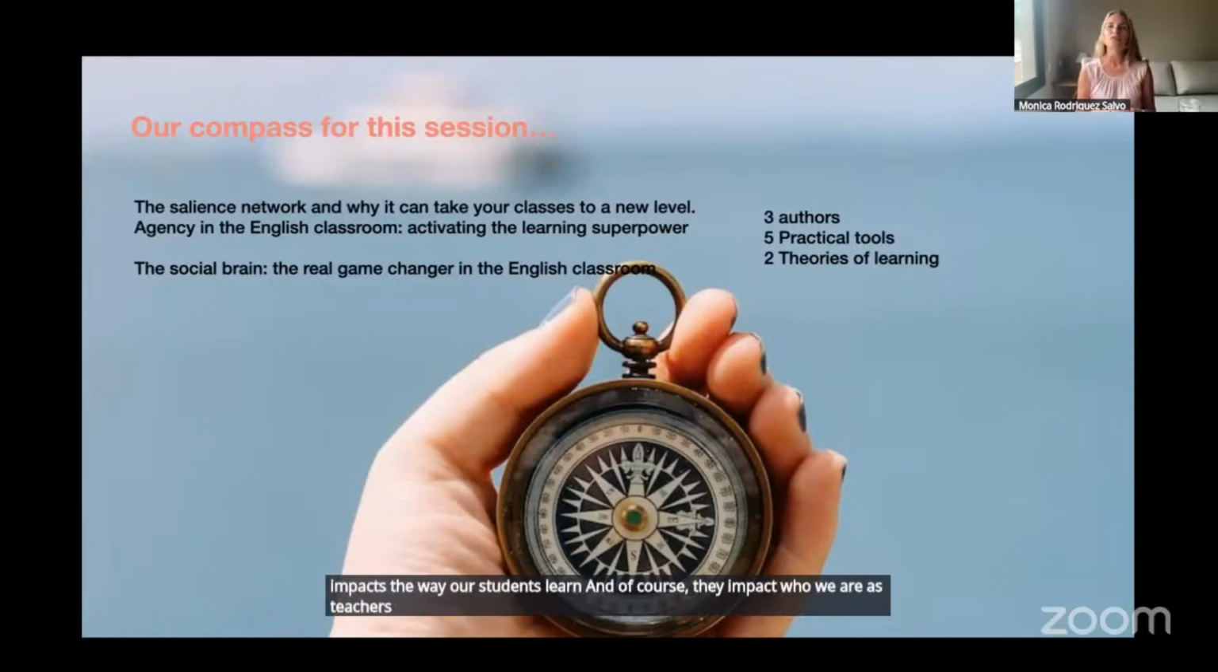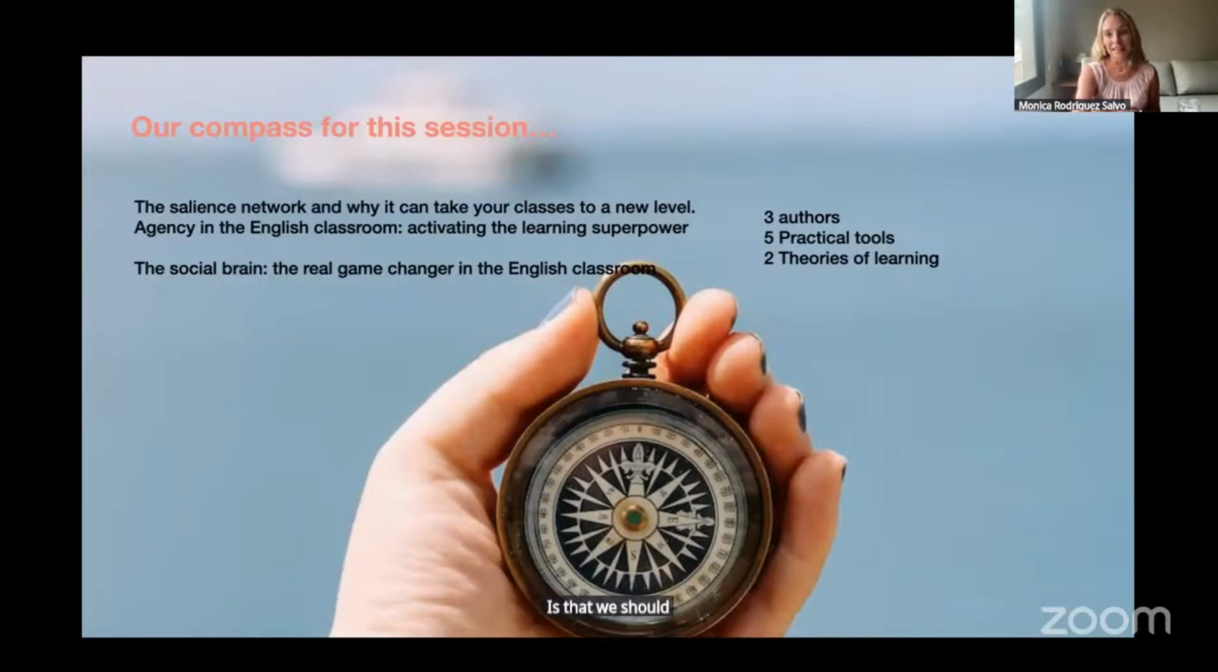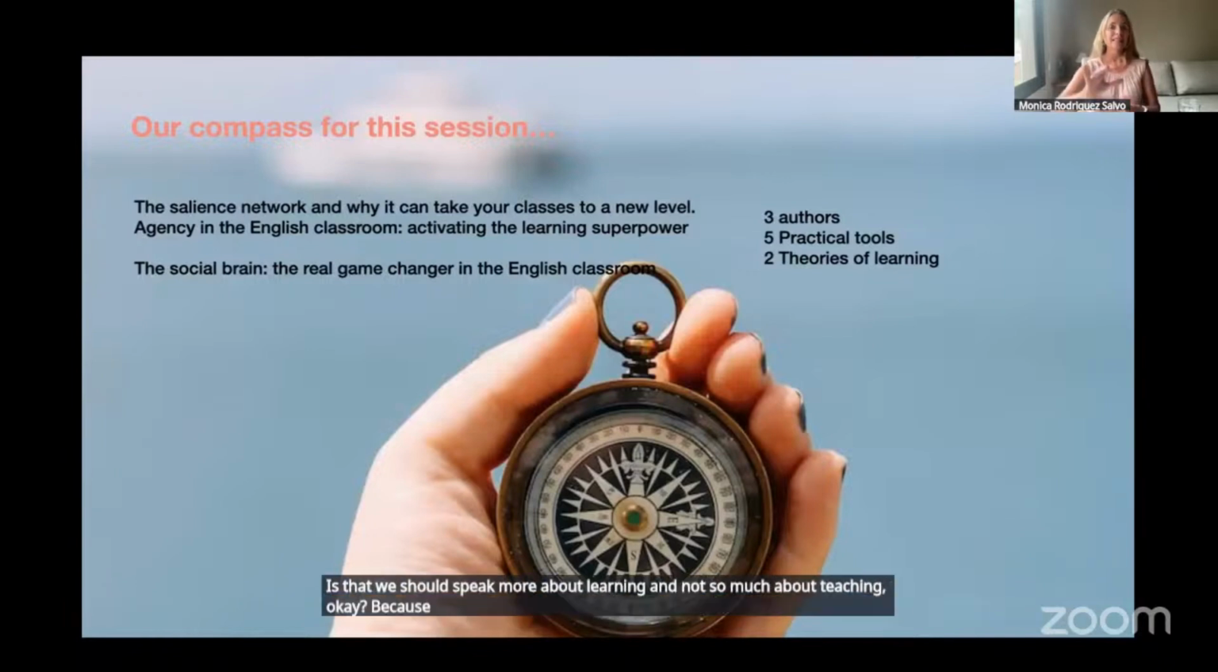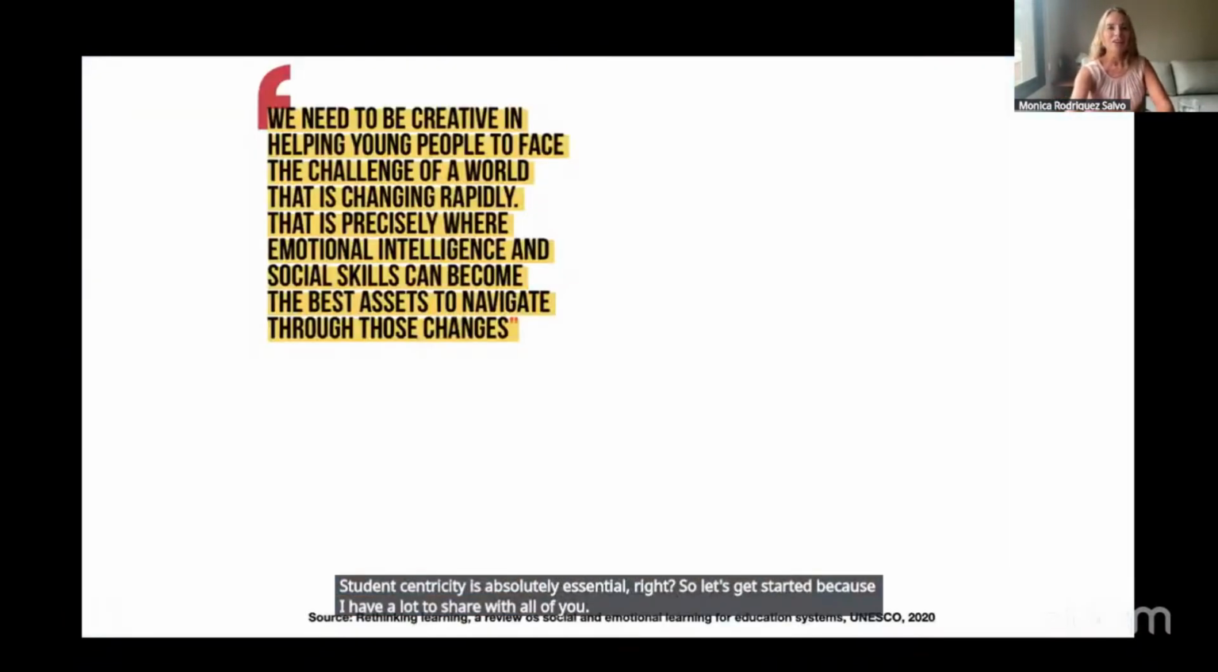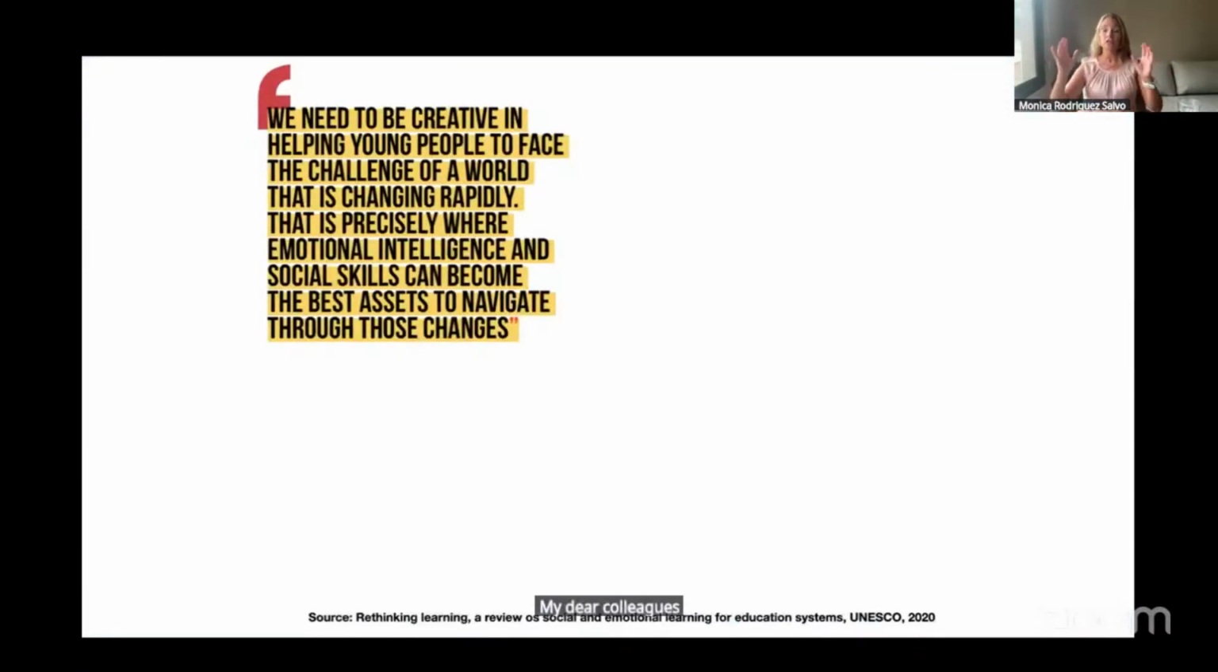I think that one of the things we should remind ourselves all the time is that we should speak more about learning and not so much about teaching, okay? Because we need to remember that nowadays, student centricity is absolutely essential, right? So let's get started because I have a lot to share with all of you, my dear colleagues from around the world. First of all, a little bit of framework.